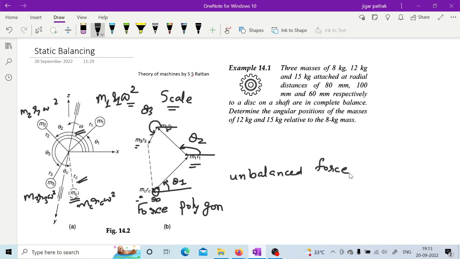present in the system, right? This unclosed polygon will give you an idea that there is some unbalanced force present in the system. So when you join that particular polygon and complete it, in that case you can find the value of this mcrc.